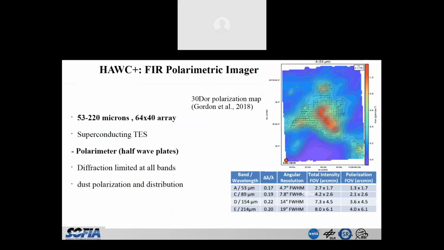HAWC Plus, now we're going to the far infrared imager and polarimeter. So this would be similar to, I think, SPIRE aboard Herschel, but with polarimetry capability. You have 5 bands going from 53 to 220 microns, an array that is 64 by 40, and half that if you want to go to polarization mode. It's diffraction limited at all bands because this is beyond 35 microns, and the work here is really dust polarization, dust distribution on galactic sources or AGNs or a variety of sources.